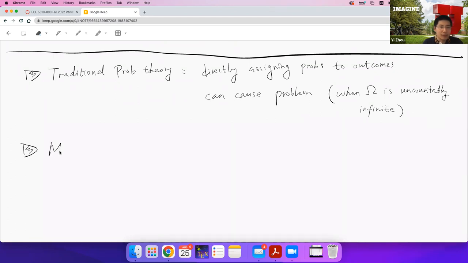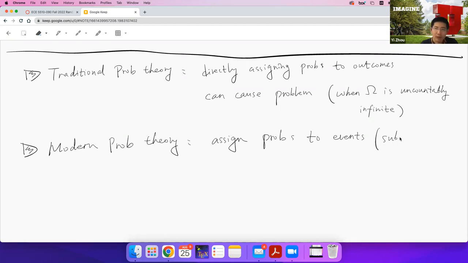So what modern probability theory suggests is to assign probabilities to events instead of outcomes. Now, what is an event? An event is a subset of omega. We will formally define this later. The traditional probability assigns probability mass to every single element in omega. But in the modern probability theory, we assign probability to the subsets of omega.